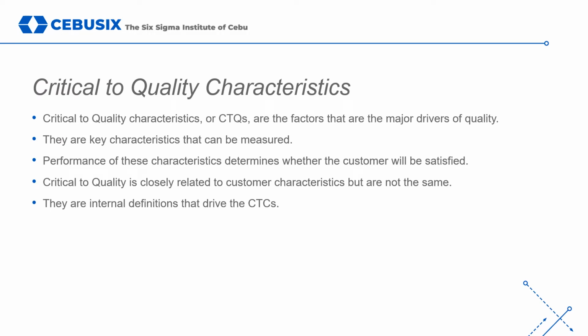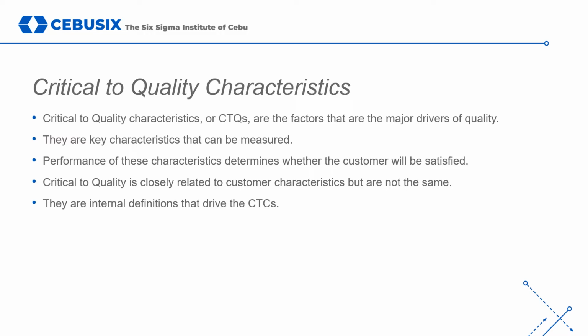Critical to quality characteristics, or CTQs, are factors or parameters that are major drivers of quality within an organization or process. Usually, critical to quality characteristics are key characteristics that can be measured, where the performance of said metrics provides information about whether or not the customer is going to be satisfied.